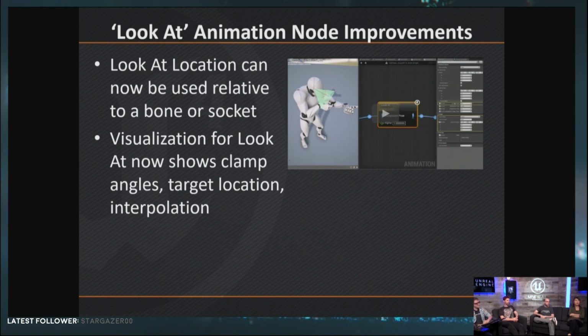This is just a small improvement in the look at system, kind of like the aim node. Now you can use the look at location as an offset from a joint if you want, and the visualizer should help you debug any issue with it. We are still working on visualizing the node for other stuff, but we are slowly working through it, each node. But yeah, this is very nice.